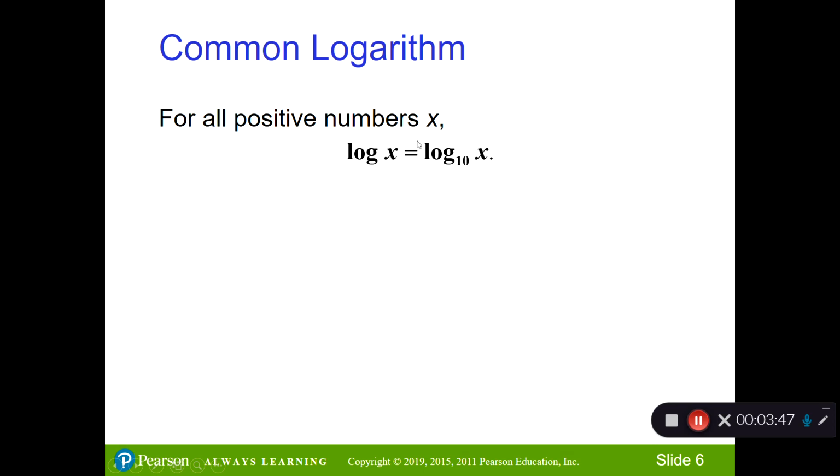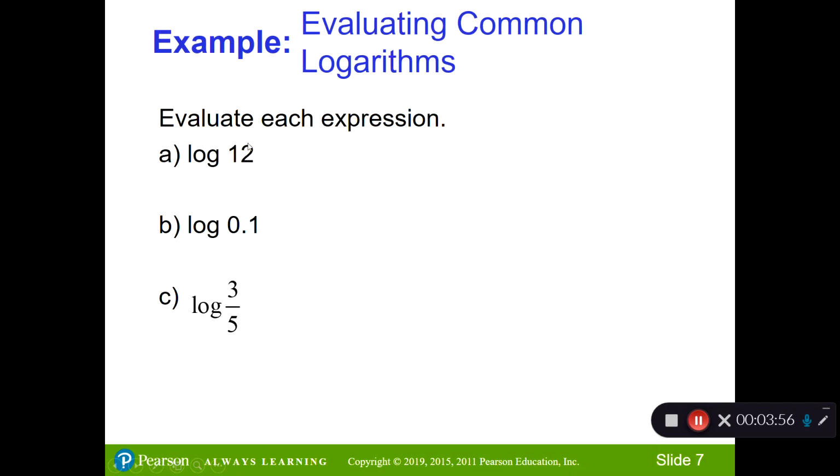For all positive numbers x, if I write log without a base on it, it's understood to be log base 10. So this is saying log base 10 of 12 equals, well, to figure that out, I can plug that directly into my calculator. If I do, I'll get about 0.079.